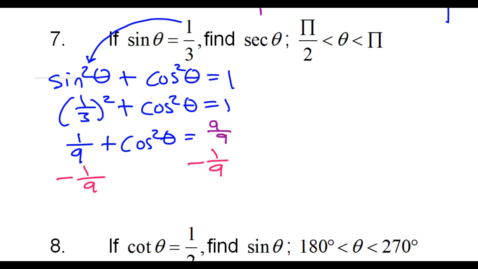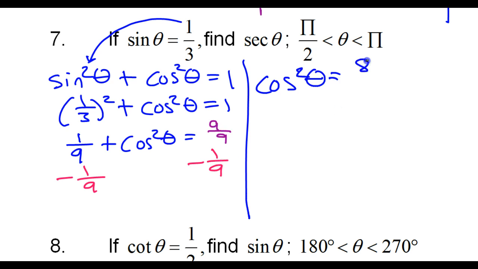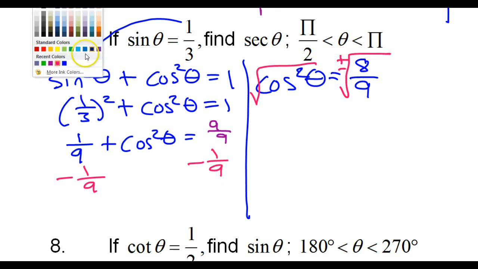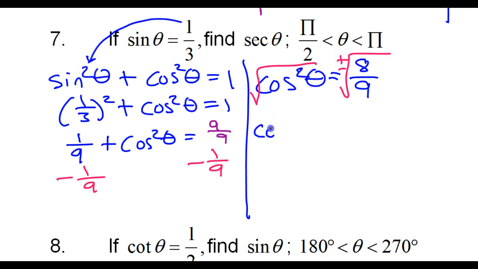So now I have cosine squared theta is equal to 9/9 minus 1/9 is 8/9. I need to take the square root to unsquare this. Don't forget, for now it's plus or minus. So good old cosine theta is going to equal plus or minus radical 8 over 3.